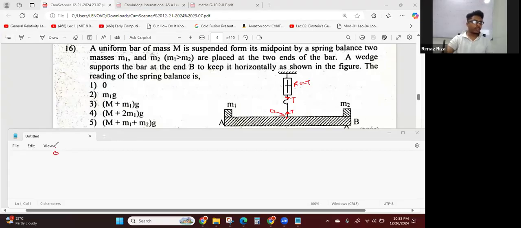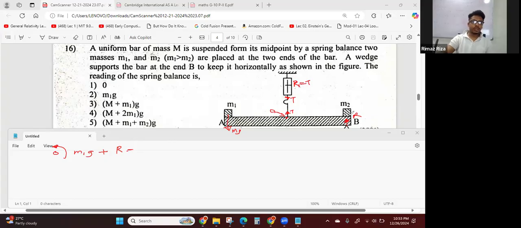And about O I take the anticlockwise moment because I want to find this normal reaction R here. So this reading I take as R. If I take the anticlockwise moment, this one's weight is M1G, so M1G and R also anticlockwise, plus R.